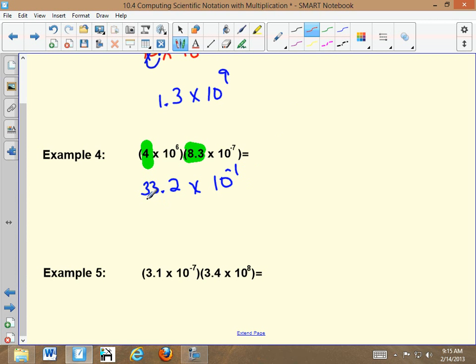Now, is my decimal in the right spot? No, it needs to be behind the first number, to the right of the first number, so I got to put it here. So I'm going to have 3.32 times 10. How many am I going to move? 1. Which way am I going to go? To the right. So that means I have to do what with this negative 1? Plus 1. Negative 1 plus 1 is 0.